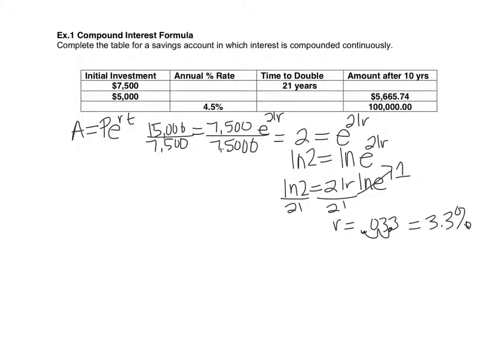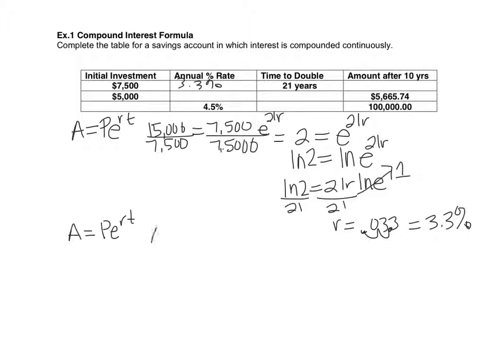So I have filled in one of my blanks, 3.3%. Now what I want to figure out is, now that I know my rate, I can actually solve for how much money I have after 10 years of compounding it continuously. So now I'm going to do A equals Pert again, but this time I don't know what A is.